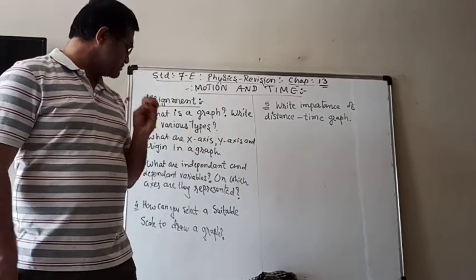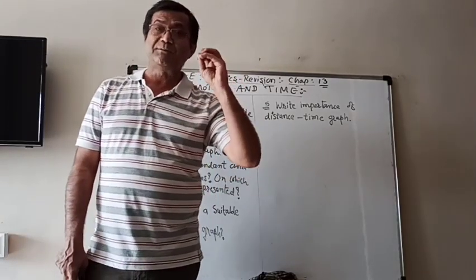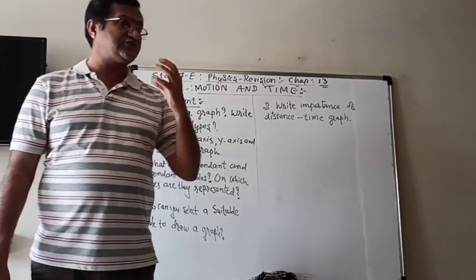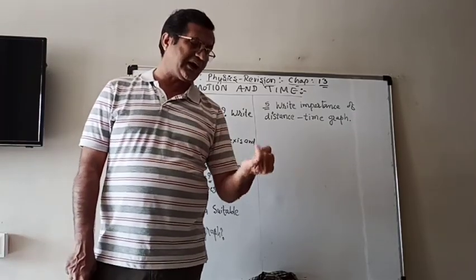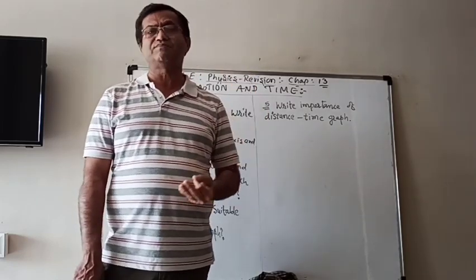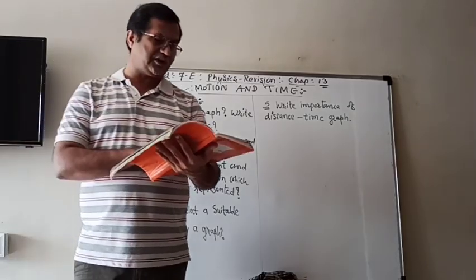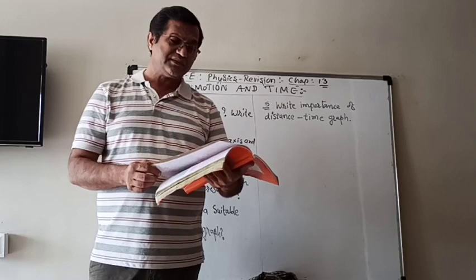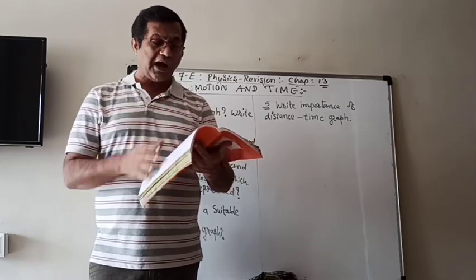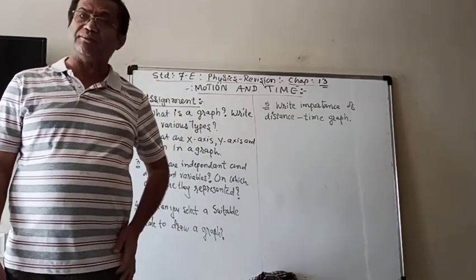So these are the very important things when you choose a particular scale to draw a graph, because in any graph, whether it is a bar graph, a line graph or a histogram, the scale is very important. Now, how to draw the distance against time graph?